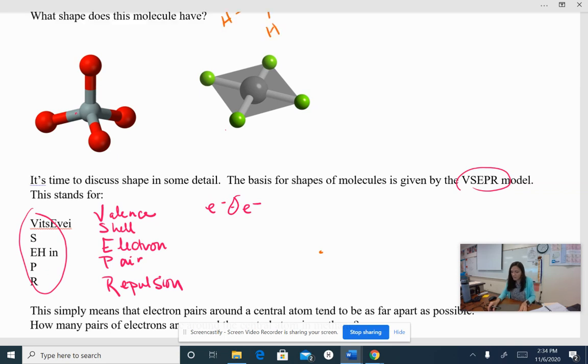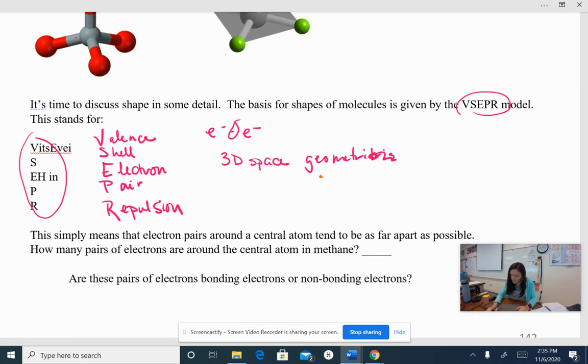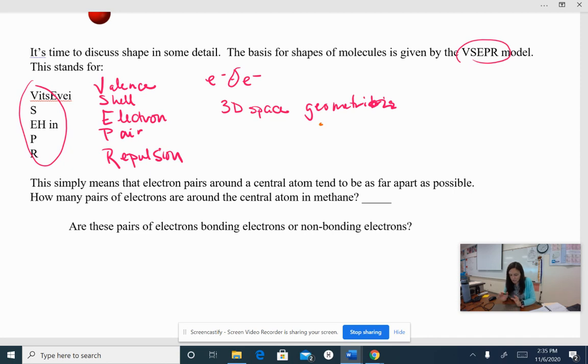So what this VSEPR model does is it helps us envision in three-dimensional space the geometries that will get the electrons as far away from each other as possible. So we're trying to get things as far away from each other as possible, okay? So this is just a really fancy way of showing that the electron pairs around that center atom are going to be as far away from each other as possible.